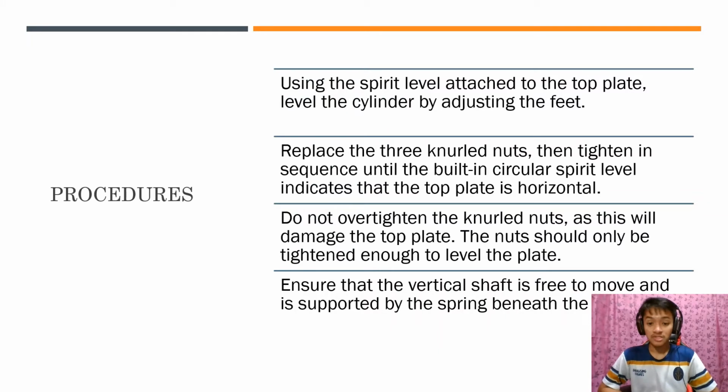Next, using the spirit level attached to the top plate, level the cylinder by adjusting the feet. Then, replace the 3 knurled nuts, then tighten in sequence until the built-in circular spirit level indicates that the top plate is horizontal. Do not over-tighten the nuts, as this will damage the top plate, and the nuts should only be tightened enough to level the plate.